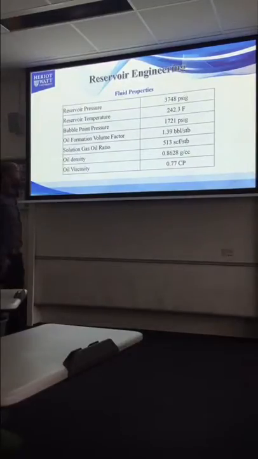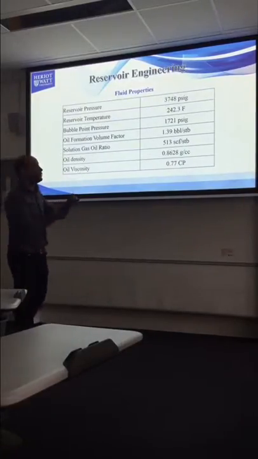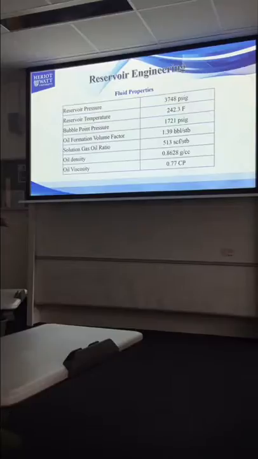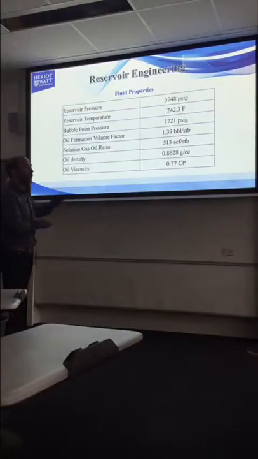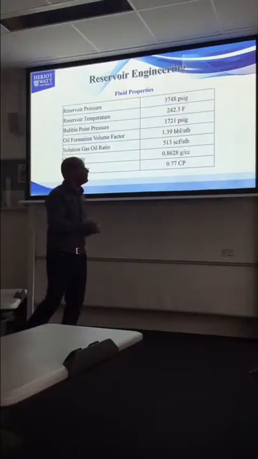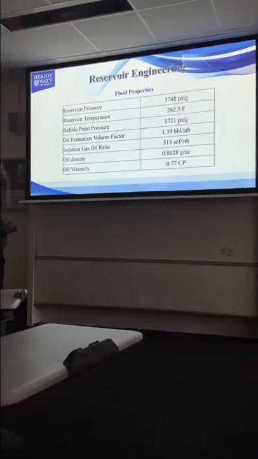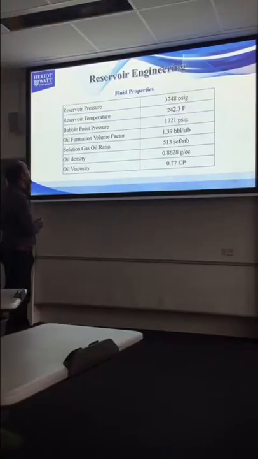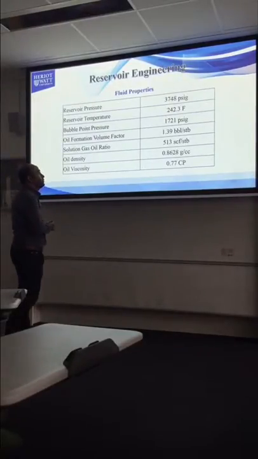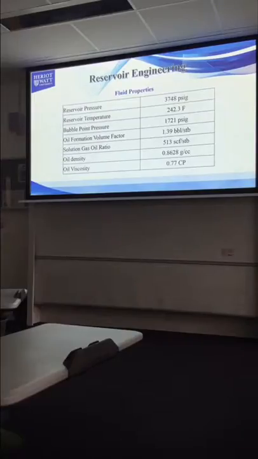So this is the summary of our fluid properties and reservoir description. Basically, the records were taken from 5 well tests, and the average pressure we have is 3,748 psi, and the maximum temperature recorded was 242.3 Fahrenheit. From the PVT data analysis, the bubble point pressure was 1,721.